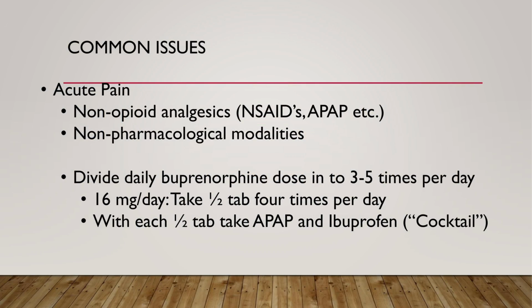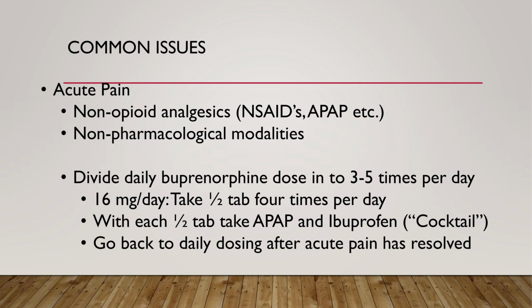I usually also have them add on maybe Tylenol or ibuprofen, so they're taking this cocktail of half a tab of buprenorphine, a full dose of ibuprofen, and a full dose of Tylenol, and doing that 4 times a day also gives them quite a bit of pain relief. And then once their acute pain has resolved, I usually just have them go back to their once a day dosing. Once whatever injury has happened and the pain's back down to normal, just go back down to once a day. And that's worked for me. I wouldn't say it's every time, but it's worked most of the time when I've done this.